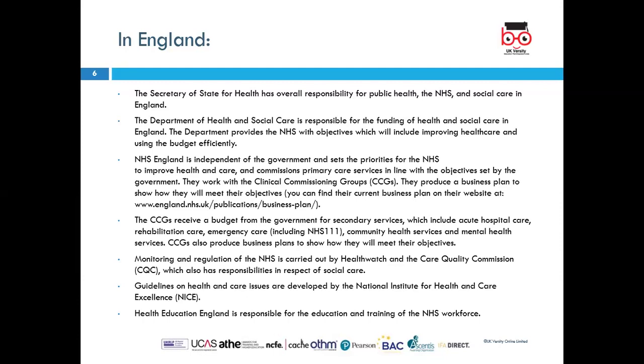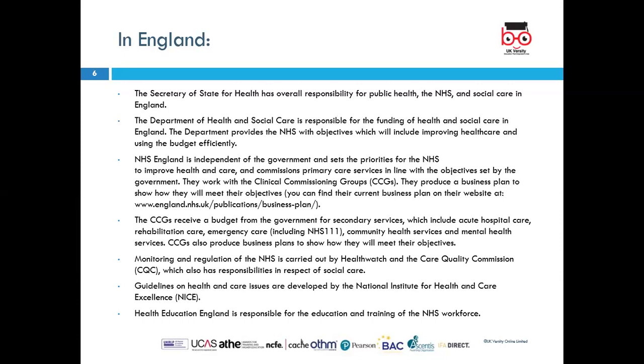So you have the Department of Health and Social Care that we just saw. It's responsible for funding of health and social care in England. So the department provides the NHS. They have their objectives that they set up, and which include improving healthcare and using the budget efficiently and transparently. So obviously they have certain budgets, they have certain targets that have to be met. Those are then provided by them.